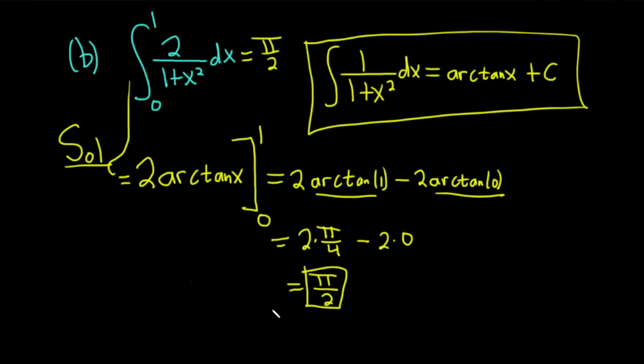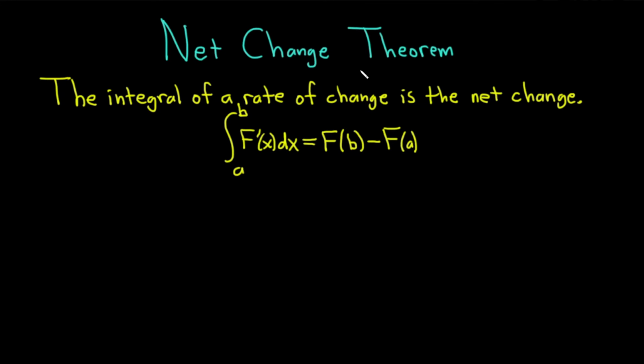Let's talk about something a little bit different. There's something called the net change theorem. So let's go ahead and discuss that. Net change theorem is really interesting. It says that the integral of a rate of change is the net change. And you see that by the equation that's given here. It says that the definite integral of f prime of x from a to b is f of b minus f of a.